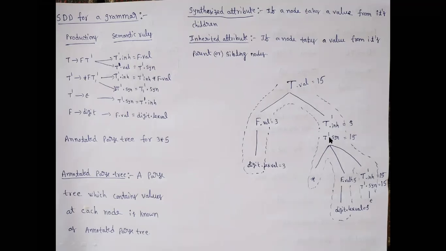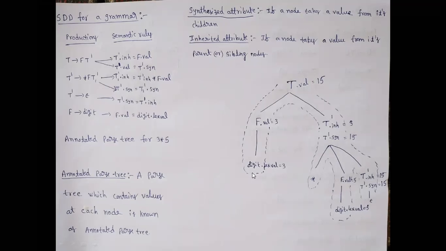Now what is T dash dot synthesized? There is no value for us yet. T dot value is equal to T dash dot synthesized. There is no reduction here, so we move downwards. We see star, there is no reduction, and we move right, and here we reduce: digit dot lex dot value is equal to 5.